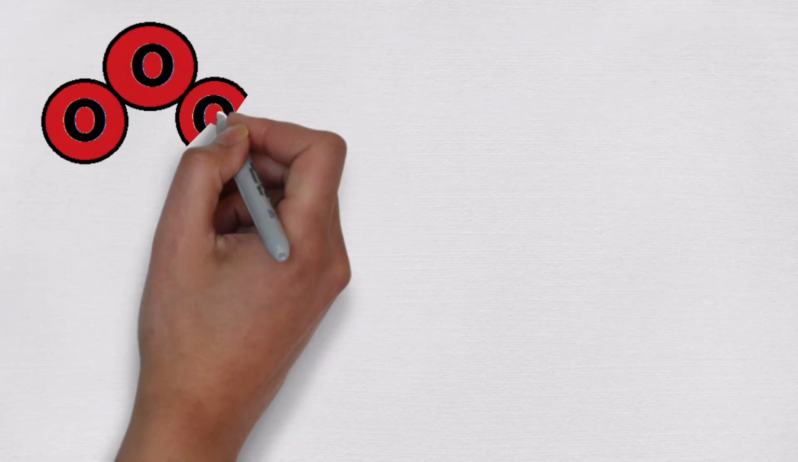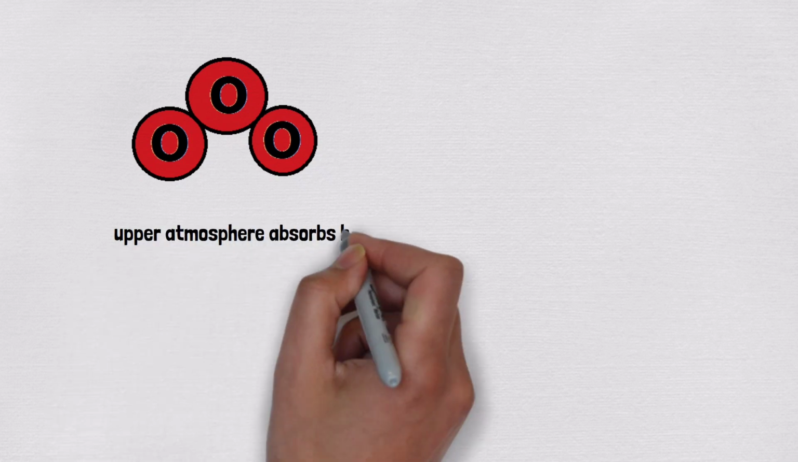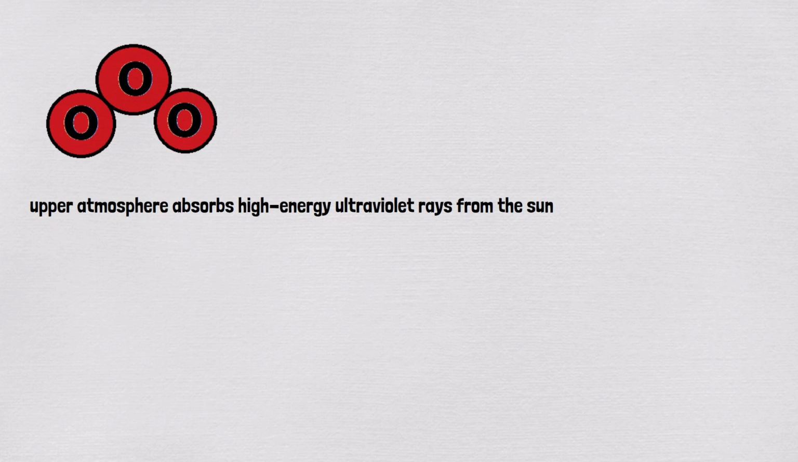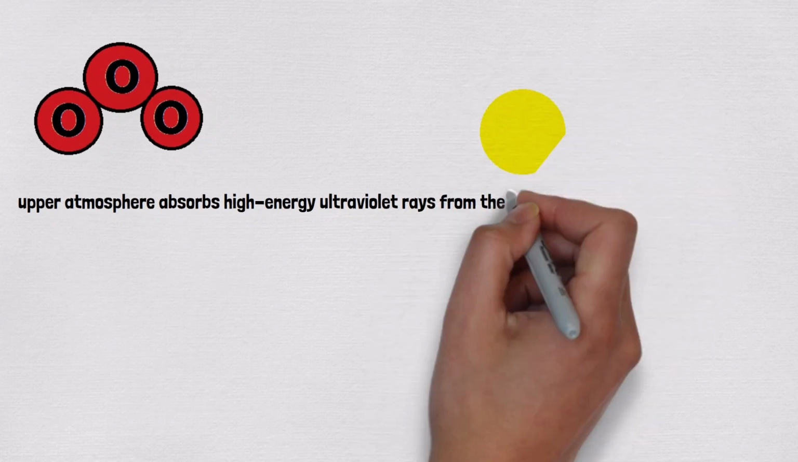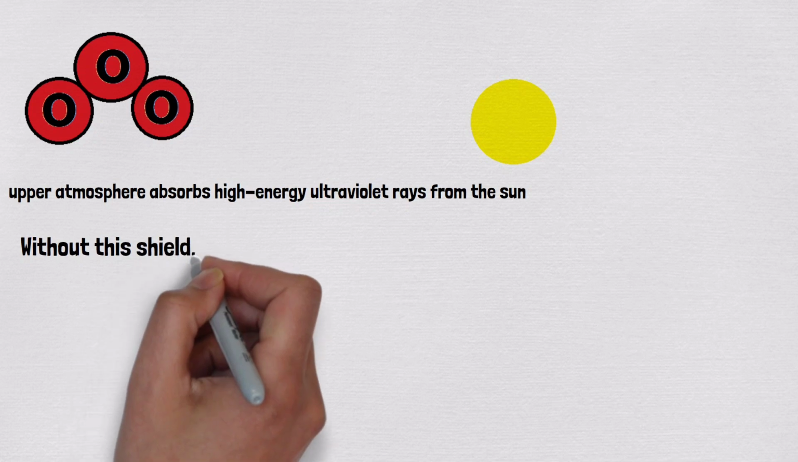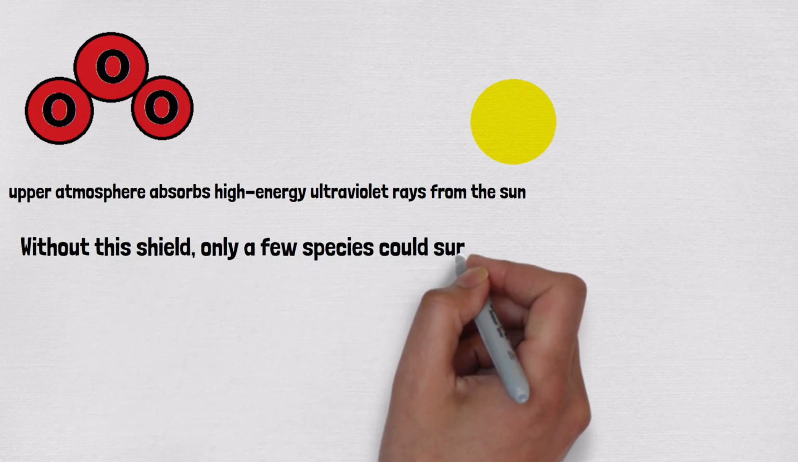The role of the ozone layer. Ozone is a molecule made up of 3 oxygen atoms. This layer in the Earth's upper atmosphere absorbs high-energy ultraviolet rays from the sun. It protects living organisms on Earth from harmful solar radiation. Without this shield, only a few species could survive on the planet.